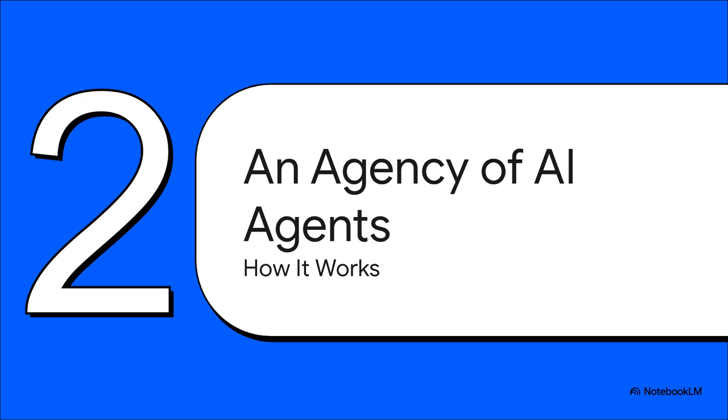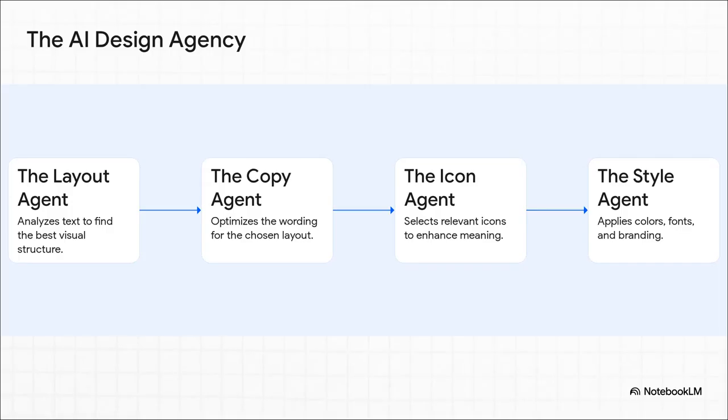But how in the world does it actually do that? Well, this is the really cool part. It's not just one giant AI model trying to figure everything out. The team behind Napkin calls its tech a design agency that's made up of a bunch of specialized AI agents, and each one has a very specific job to do. It's like a little creative assembly line.